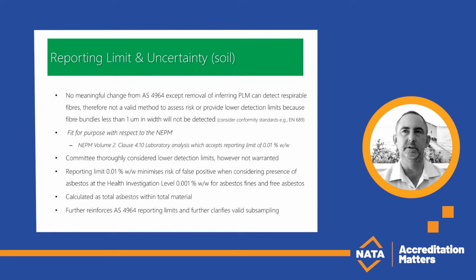So further consideration of uncertainty with regard to the reporting limit helps to minimise the risk of false positives when assessing asbestos presence at the health investigation level of 0.001% weight per weight for asbestos fines and free fibres. This ensures that the method remains compatible, and we've adjusted the sample screening as well to use a 7mm sieve instead of a 10mm sieve to align with the NEPM guidelines.